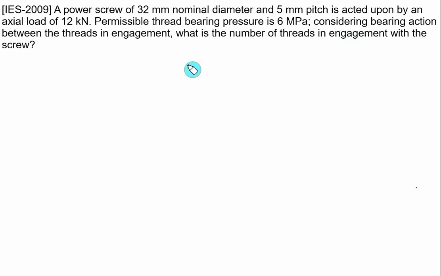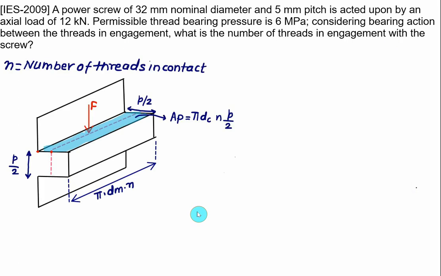Considering the bearing action between the thread in engagement, what is the number of threads in engagement with the screw? If we develop the n number of threads in contact, then we get the area, and this top area will be the resisting area for the force F, and it's called the bearing area. And if you unwrap one thread, then we get a length equal to pi into dc, and we have number of threads equal to n. So total length will be equal to pi dc into n.